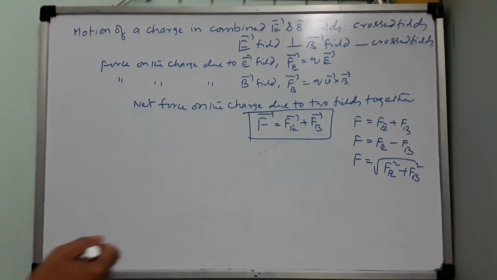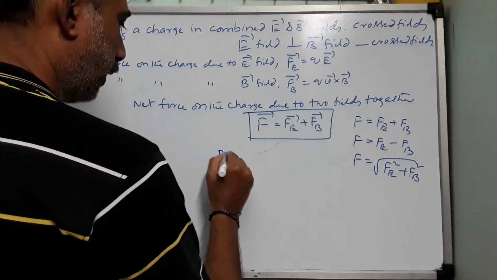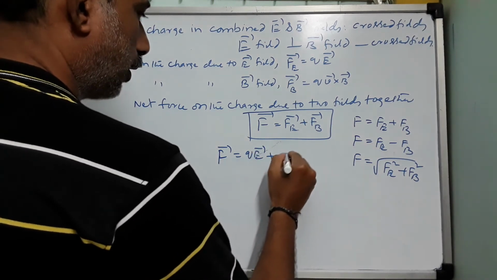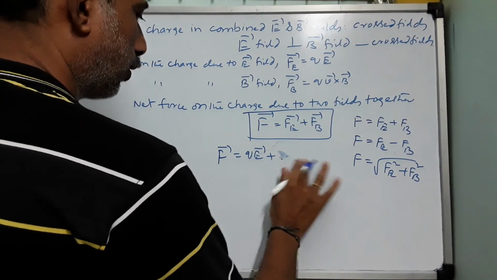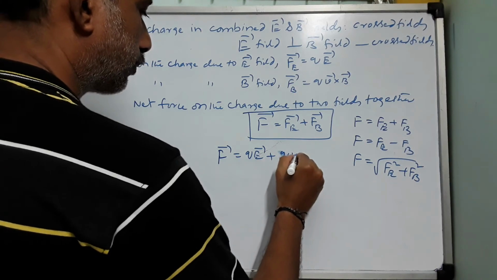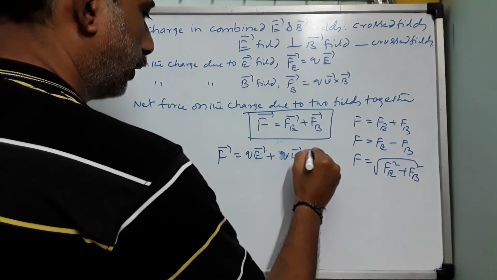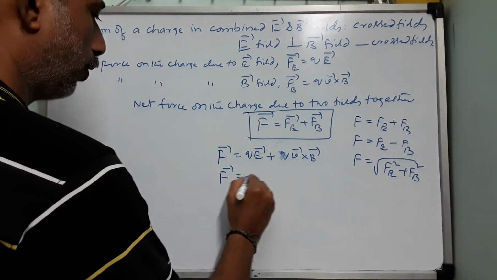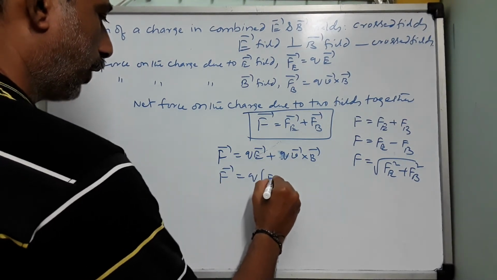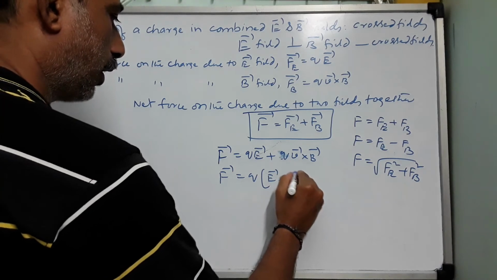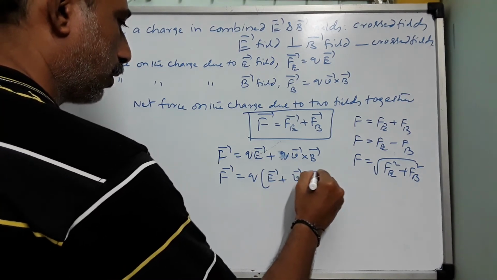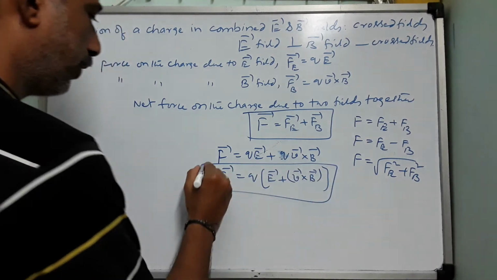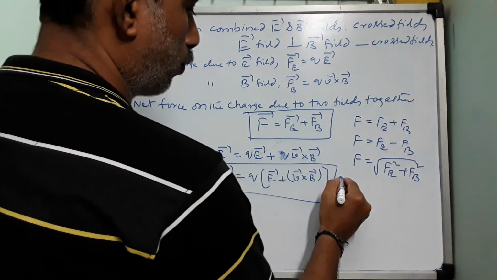Okay, right. So this will be F net equals Fe, which is nothing but QE, plus Fb, which is nothing but Qv cross B. So this will be written as F equals Q, which can be taken out, E vector plus v cross B vectors. You know, children, what is the name given to this one? Lorentz electromagnetic force.